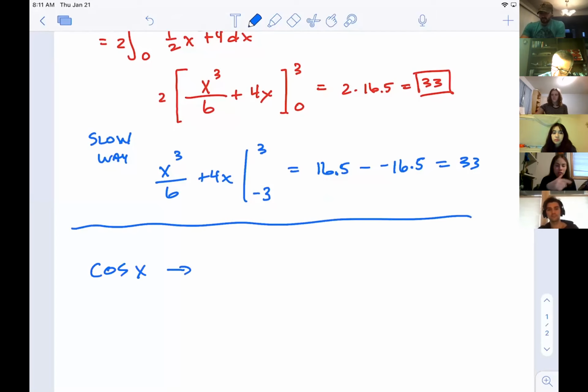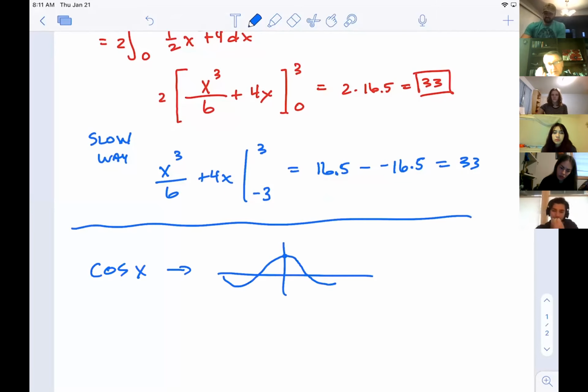Cosine looks like this, doesn't it? So it's perfectly symmetrical on the y-axis. Now sine has a symmetry to it, but it's not symmetrical on the y-axis. So if you had a problem, and I think we might have had one like this yesterday, something like cosine of x plus 1 or minus 1, and we evaluated it from pi over 2 to negative pi over 2.